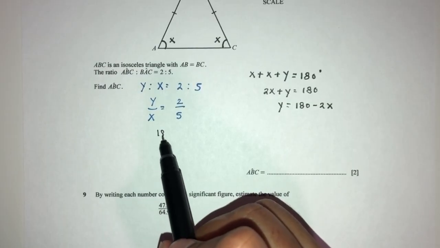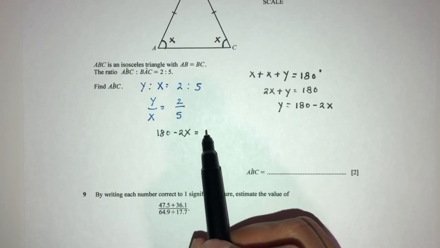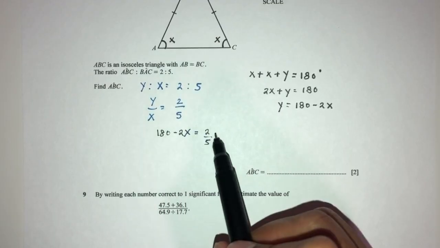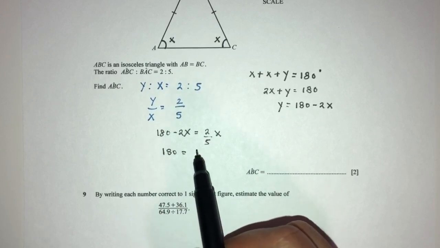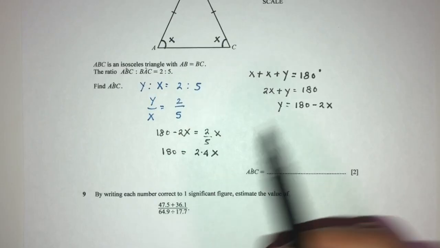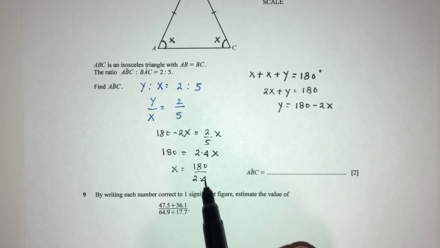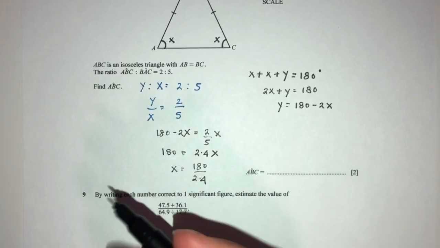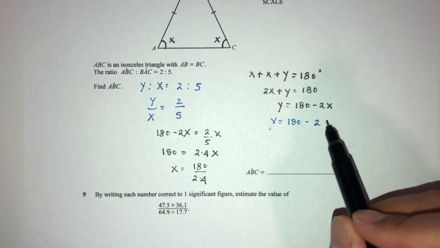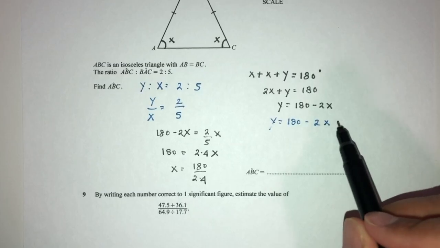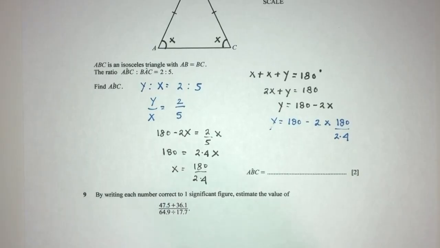So let's replace. You have 180 minus 2x over x is equal to 2 over 5. We send this x over here, so 180 is equal to 2 over 5 plus 2, which becomes 2.4x. So x will be 180 divided by 2.4. Obviously we're trying to find the value of y, so y is equal to 180 minus 2 times 180 over 2.4. I guess it's kind of awkward to work with decimal places.